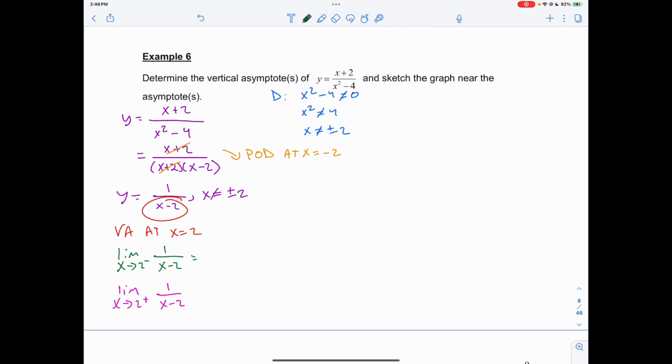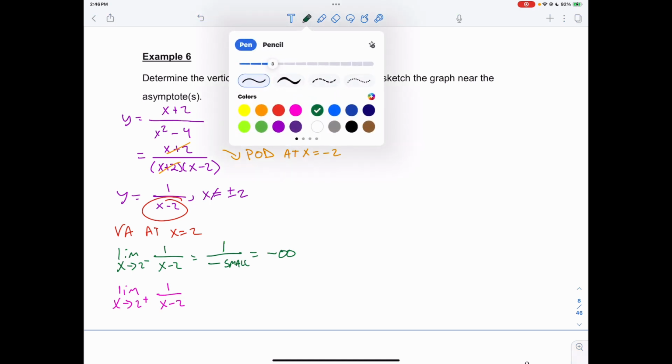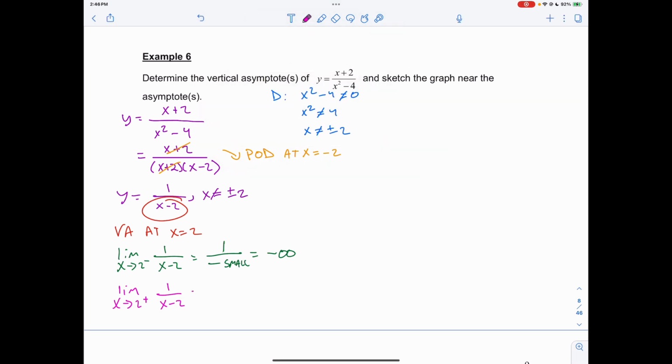When I'm approaching from the left, I'm going to pick something like 1.99999, which is going to give me 1 over a negative, very small number, which is going to approach negative infinity. When I do from the right, I'm going to take 2.0000001, which is going to give me 1 over a positive, very small number, which is going to approach positive infinity.